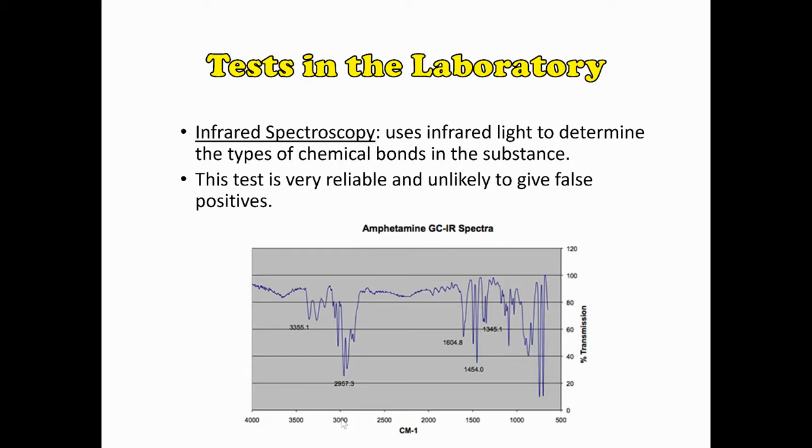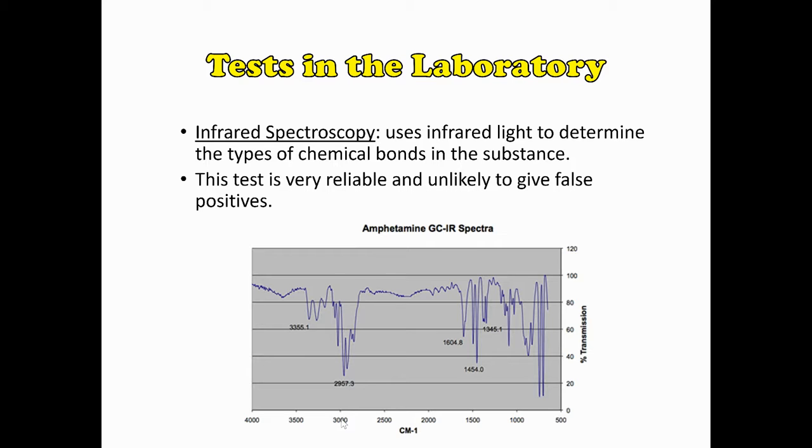As it reacts, you can measure its reaction and you will get this graph. This graph is going to be unique for every single substance, okay? So it uses infrared light to determine the type of chemical bonds in the substance. Then you can piece together, with a little bit of study, exactly what those bonds are and determine what the molecule is. This is very reliable and it's unlikely to give false positives, okay?